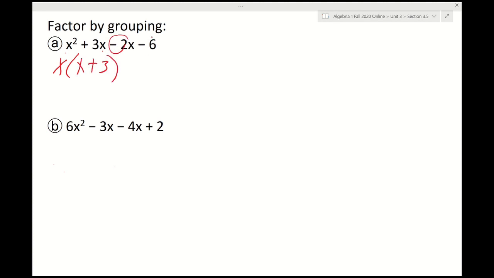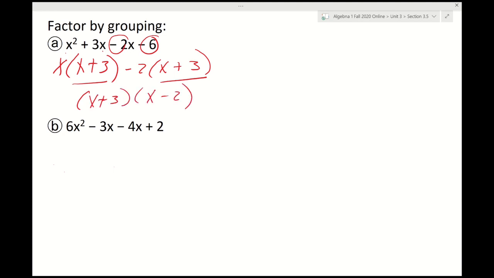Each of these terms we can say has a -2. That will leave me with an x plus 3. Remember, a -2 times a +3 would give us a 6. They both have an x plus 3 in common. That leaves us with an x minus 2 for the other term.